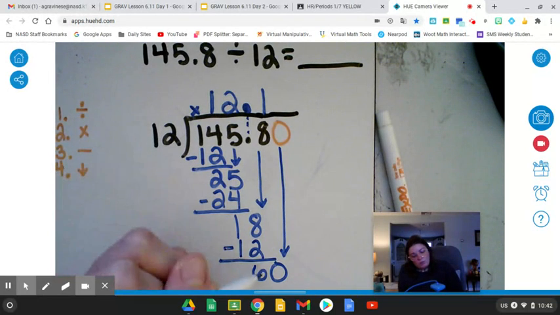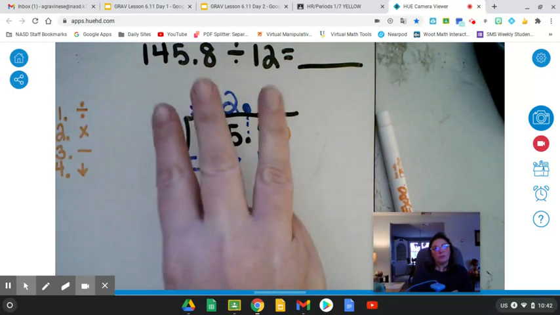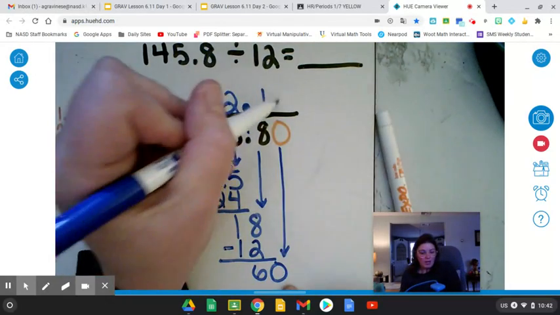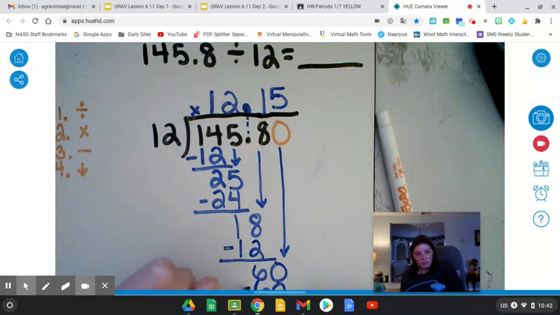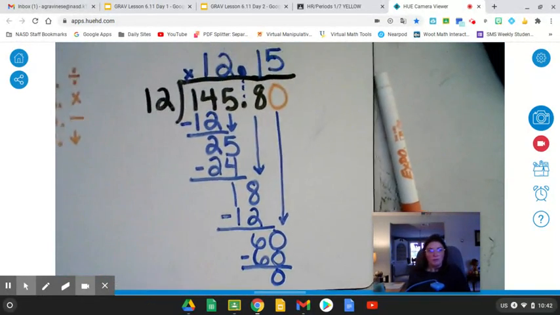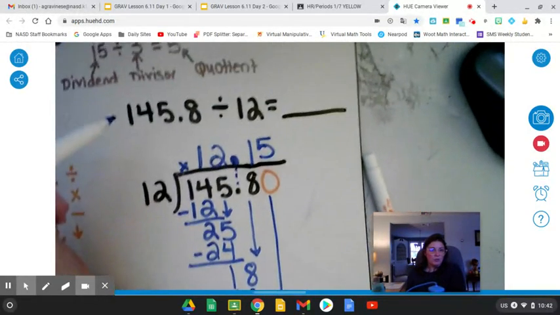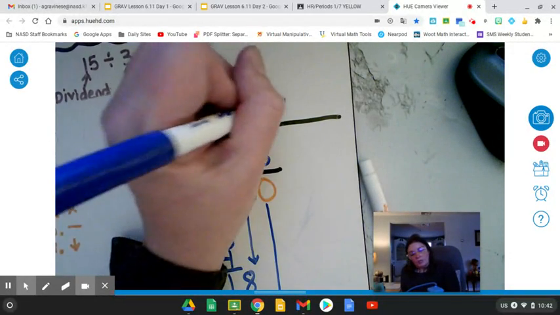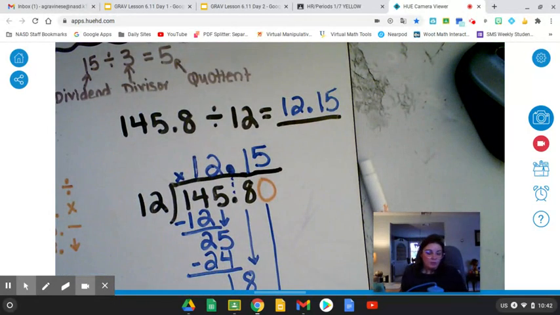How many 12s come out of 60? 12, 24, 36, 48, 60. Exactly 5 groups of 12. 5 times 12 is 60. And when I subtract, I have nothing left over. So 145 and 8/10 divided into 12 groups gives us 12 and 15/100 in each group.